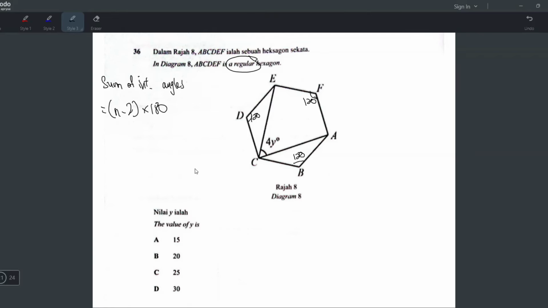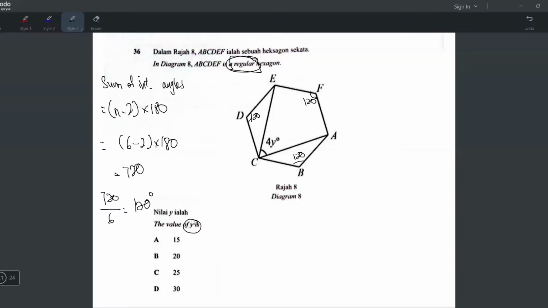But this question says it's a regular hexagon. Regular means sekata. Sekata means all the 6 sides must be the same length. So if the 6 sides are the same length, that means all the 6 angles would be the same size also. So what you can do, you take 6 minus 2 times 180, you get 720, but you can divide by 6 because of the word regular. Regular means they are all the same length. That's why you can get each 120.